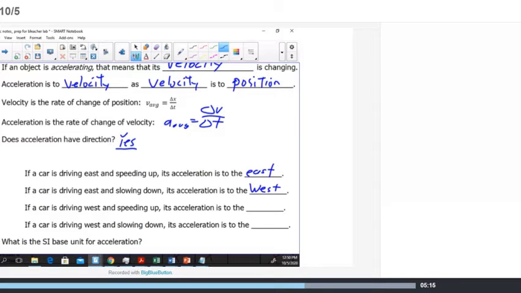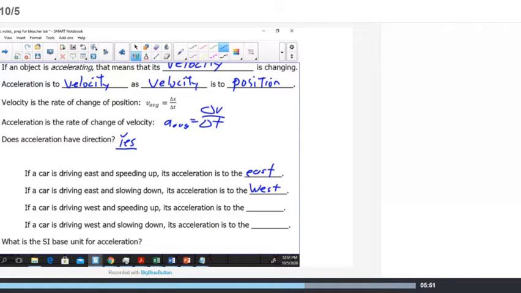So I can draw this. Say we're moving to the east. I can draw an arrow like that. And let's say we're accelerating. So a moment later, I can take that same arrow and draw it like that. What's the change between these two arrows? We added this little one in here. That's how I went from the top arrow to the bottom arrow. What direction does that little arrow face? It faces to the right. It's east.